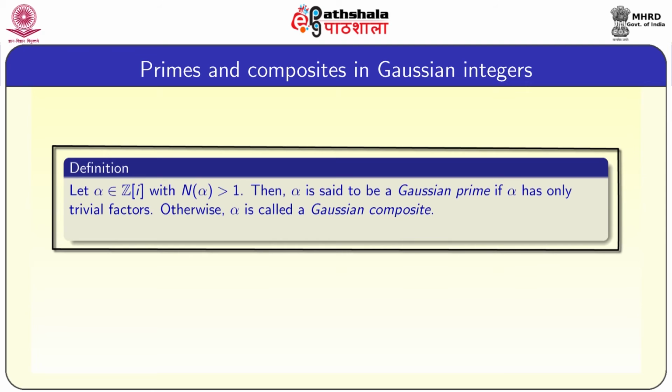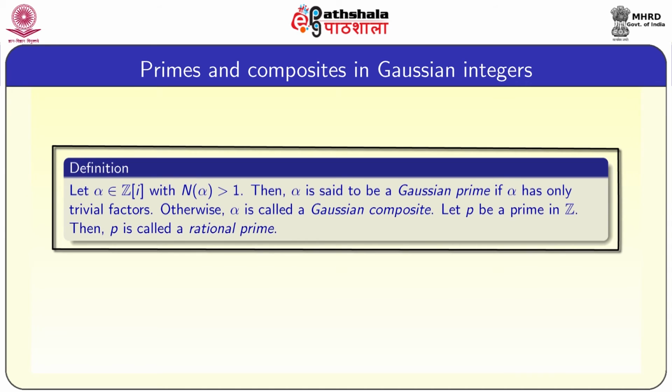There also we observed that in the definition of prime or composite we assumed that the integer is greater than 1. Here we are assuming norm of alpha is greater than 1. So obviously when norm of alpha equals 1, that is the units, units are neither prime nor composite. So in order to have a Gaussian prime or Gaussian composite, the norm of the Gaussian integer should be greater than 1.